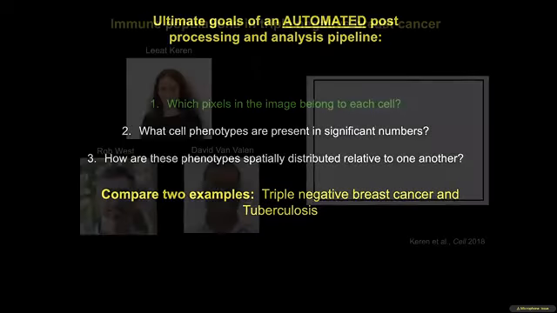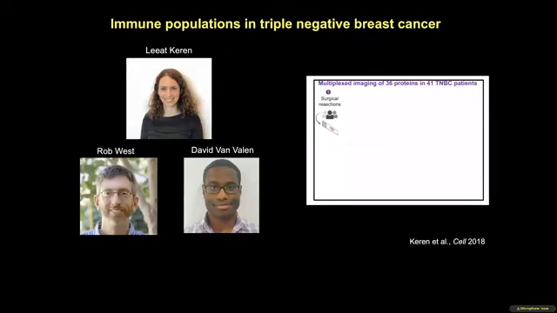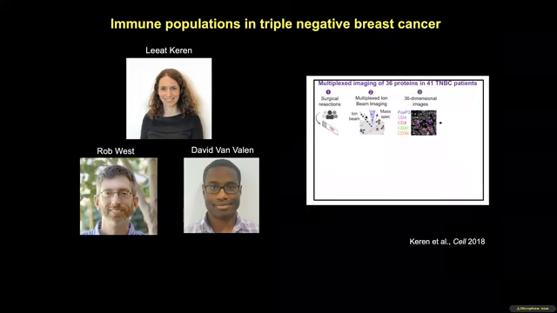So the first study that we used our first computational pipeline with MIBI analysis on was this study that was published in 2018 on triple negative breast cancer that Liat Karen led. David was involved in this, as well as Rob West, who's the pathologist that curated this tissue cohort. And so we had surgical resections that were analyzed by MIBI using this 36 protein antibody panel. We ended up getting high dimensional images out.